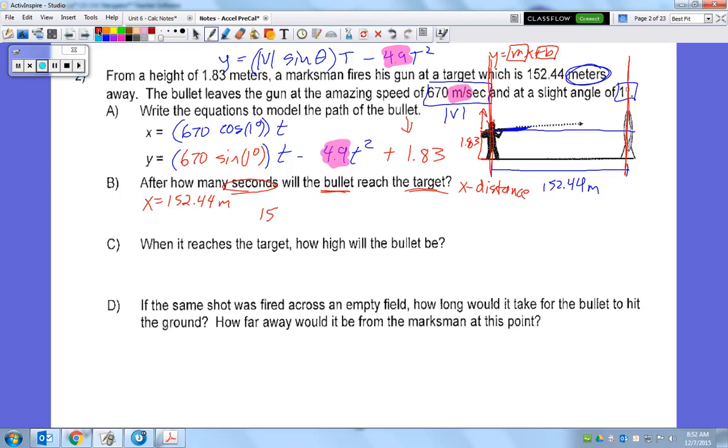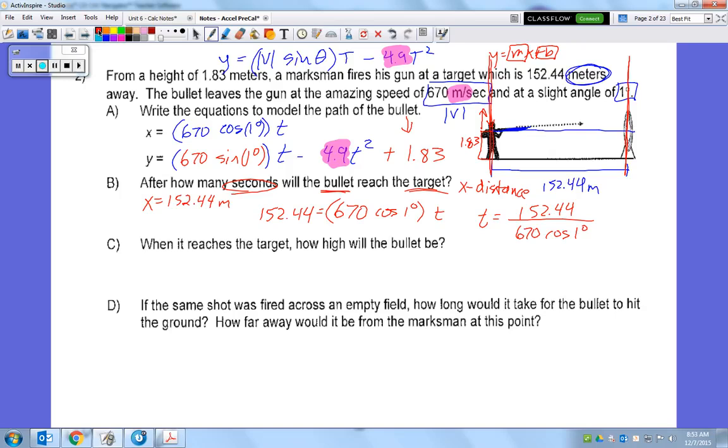So 152.44 is equal to 670 cosine of 1 degree times t, and we're going to divide because we're trying to get t. So of course t is equal to 152.44 divided by that. And you can fast forward or jump ahead if you want, if you're understanding this and don't need to see the work.